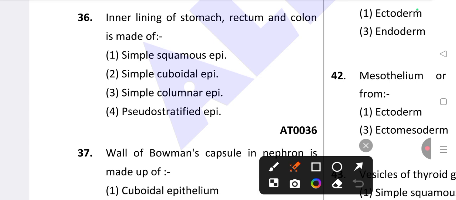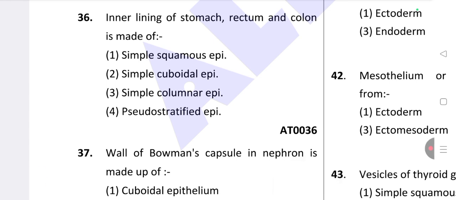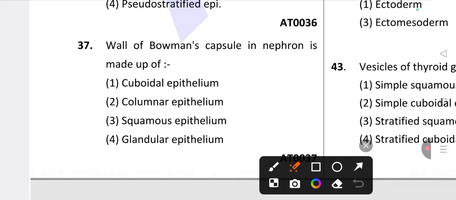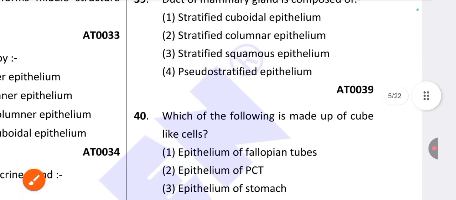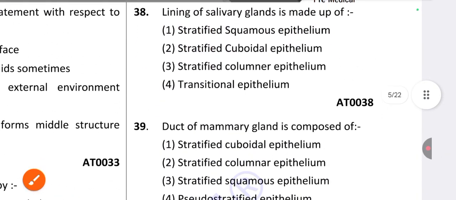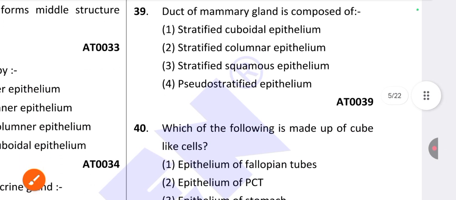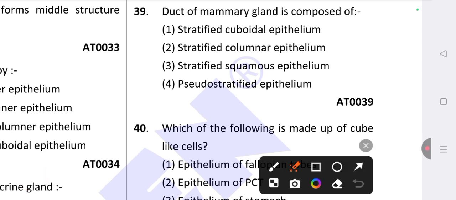Next we will see the 37th question here. Wall of Bowman's capsule in nephron is made up of. So Bowman capsule का जो wall होते हैं it is made up of squamous epithelium. Let's see the 38th question here. Lining of salivary glands is made up of. So salivary glands के जो lining होते हैं it is made up of stratified cuboidal epithelium. And the next 39th question. Duct of mammary gland is composed of. So mammary gland के जो duct होते हैं it is composed of stratified cuboidal epithelium.